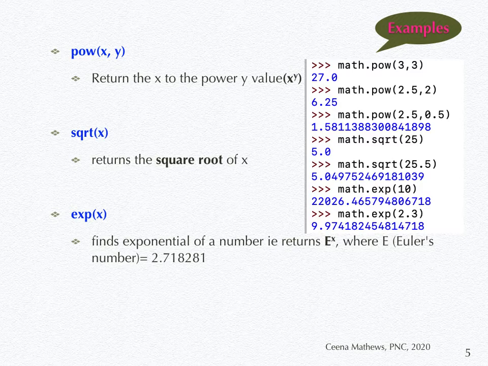Next function is exp of x. It finds the exponential of a number, that is, it returns e power x, where e is Euler's number, that is 2.718. Two examples are done using this: math.exp of 10, which is e power 10, and math.exp of 2.3. One is an integer, the second example uses a float number, so e power 2.3 will generate the answer as shown.